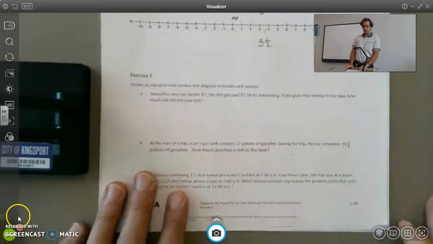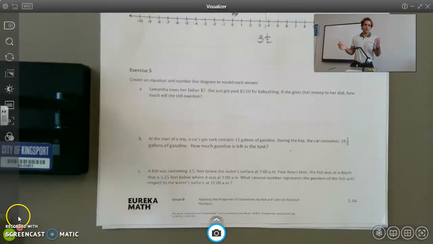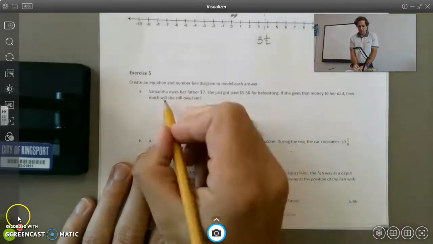Okay, let's check down here, exercise 5. We've got some word problems. Really the same thing, we're just trying to take context. So the most important thing that you're going to need to look for in these word problems is what are the integers that we're dealing with. So I would underline, I would highlight, I would circle, I would make sure I identify what my integers, or not integers, rational numbers in this case, what they are.